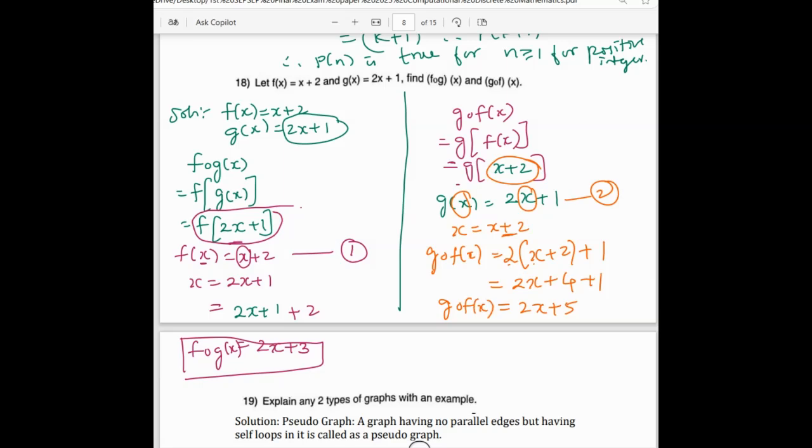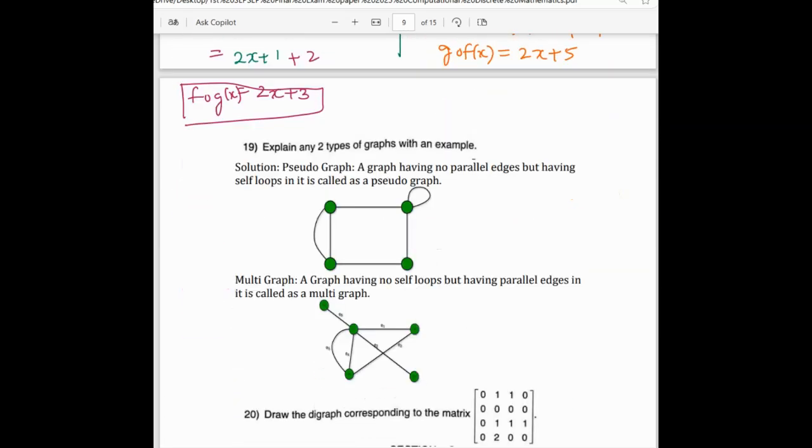Moving on with the next question: explain any two types of graph with an example. First type is pseudo graph, a graph having no parallel edges but having a self loop. They should not have a parallel edge, and it should have a self loop. Then it is called a pseudo graph. For example, this is a self loop. And it should not have a parallel line, then it is called a pseudograph.